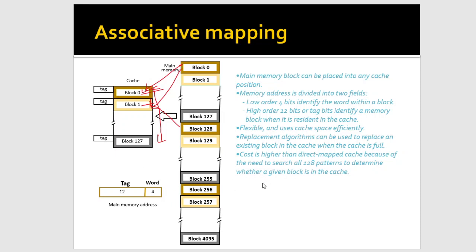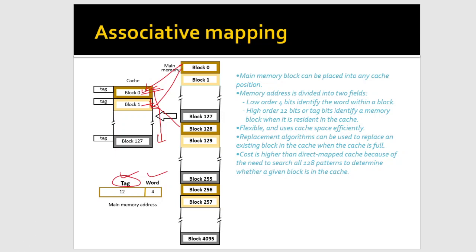Main memory is divided into block and word offset, that is, block address and word address, and your cache is divided into tag and word. Ultimately the tag address of the cache is equal to the block address of the main memory. So that is the only difference between the addressing mechanism of associative mapping and direct mapping. Here the cache memory address is divided into two parts, tag bits and word bits, whereas the block address remains intact.